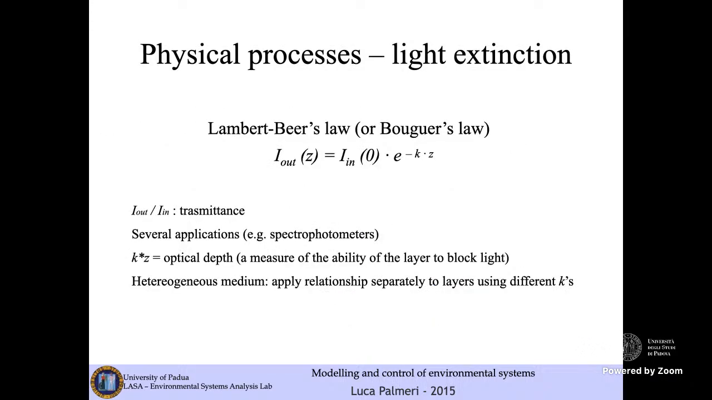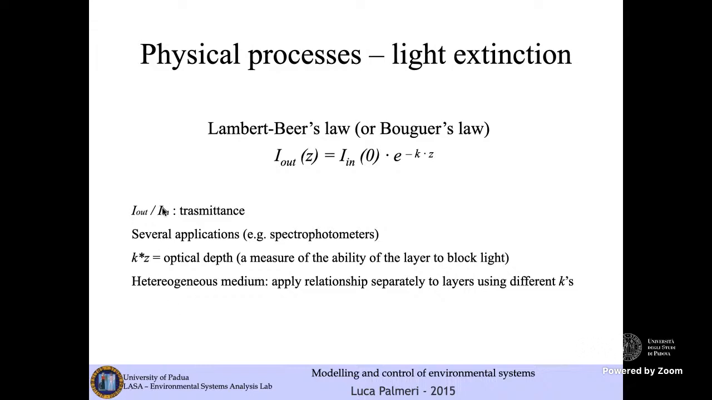So the classical law employed for modeling the light extinction process is this one. The intensity of light that reaches depth z of my water body is equal to the intensity of light that arrives on the surface of the water body multiplied by this exponential decreasing factor, which takes into account light absorption or extinction as light travels through the water body.